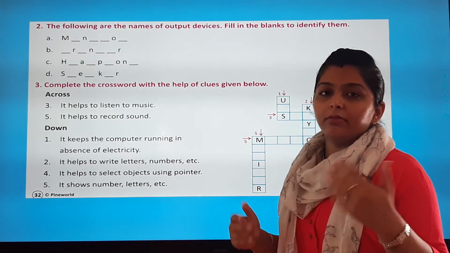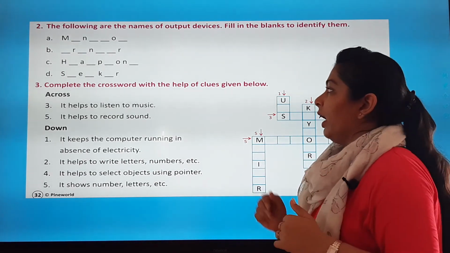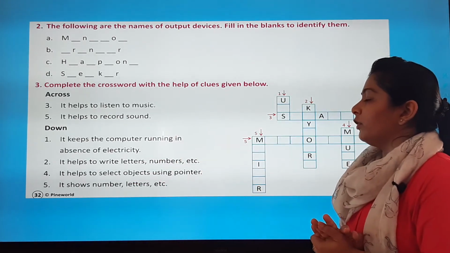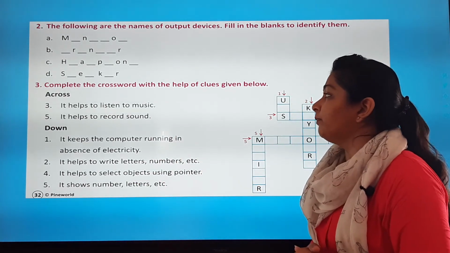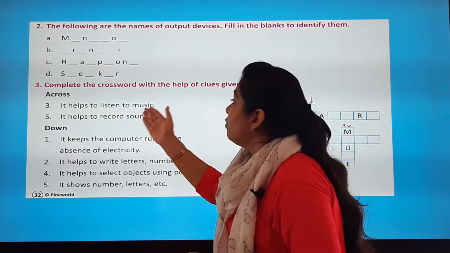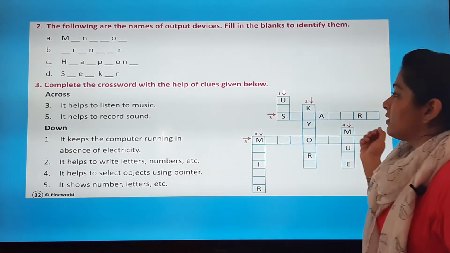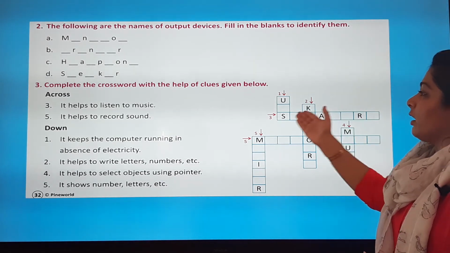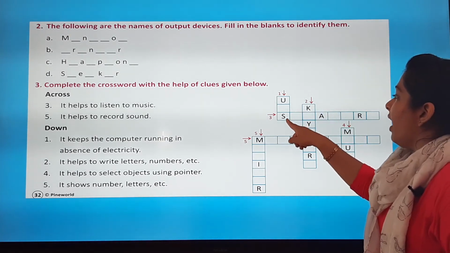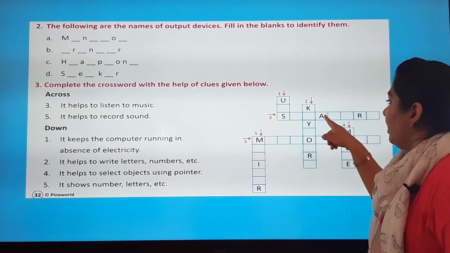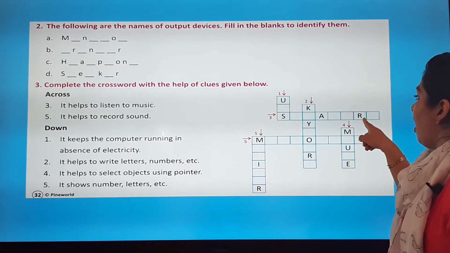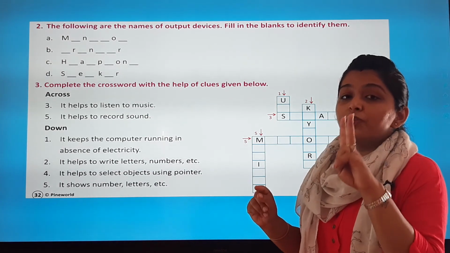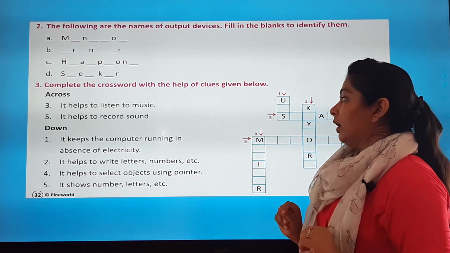Now this is a game. Okay. You have already done many a times crossword. Complete the crossword with the help of the clues given below. Okay. One or two I will do for you. It helps to listen to music across. That is a third one. It helps to listen to music across. That is a speaker. S-P-E-A-K-E-R-S. Speakers. You will write S as two speakers are being attached to the computer.